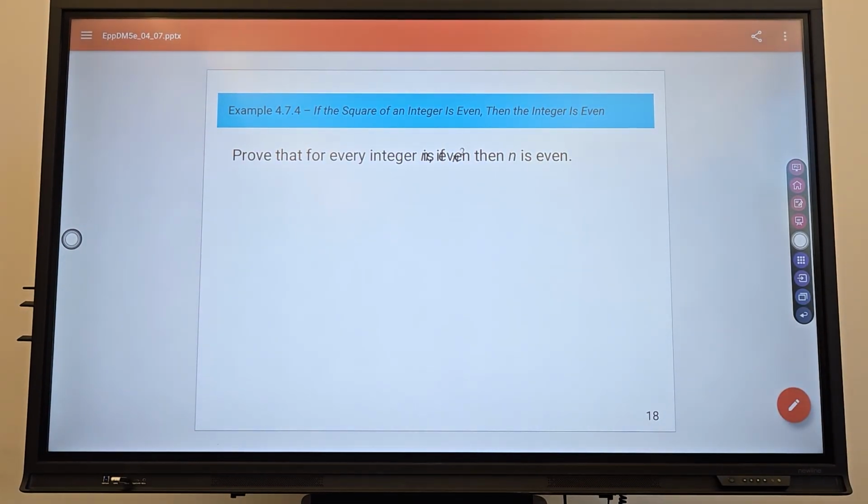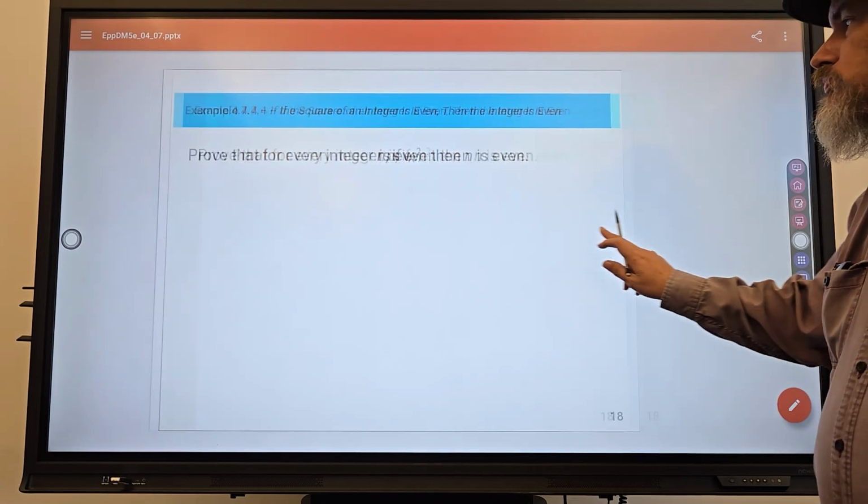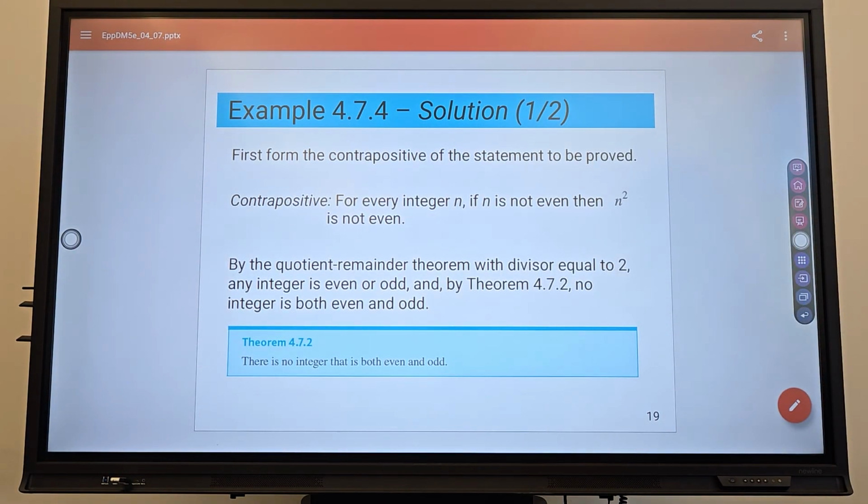Prove that for every integer n, if n squared is even, then n is even. First, form the contrapositive of the statement to be proved. The contrapositive is: for every integer n, if n is not even, then n squared is not even.